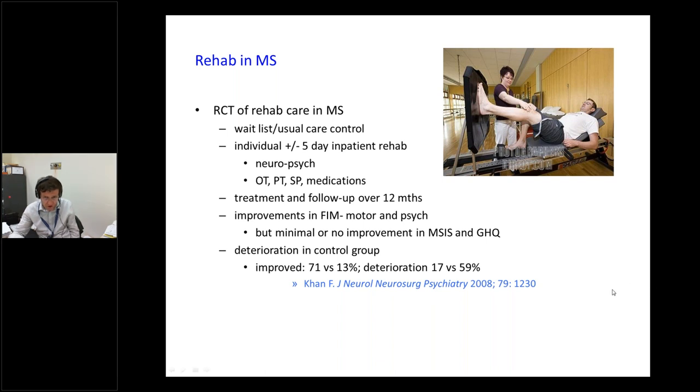A lot of people say, well, physio didn't get me better. I don't care. It's not about getting you better. It's about stopping you getting worse.